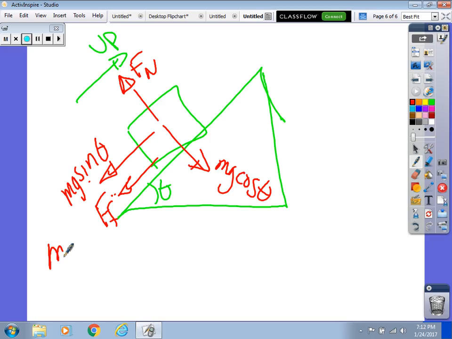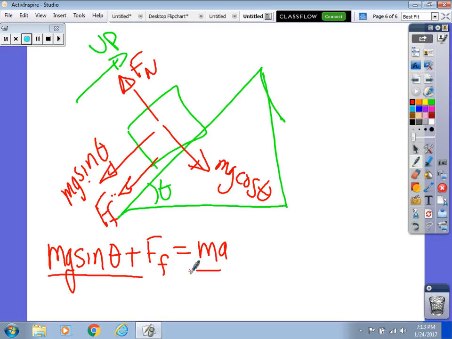So you're going to have mg sine of theta plus the force of friction now, not fighting one another, helping one another, is equal to ma. Net force is equal to ma. It's that same game, guys. The force of friction is the coefficient of friction times the normal force. And the normal force is going to be the same, mg cosine theta.